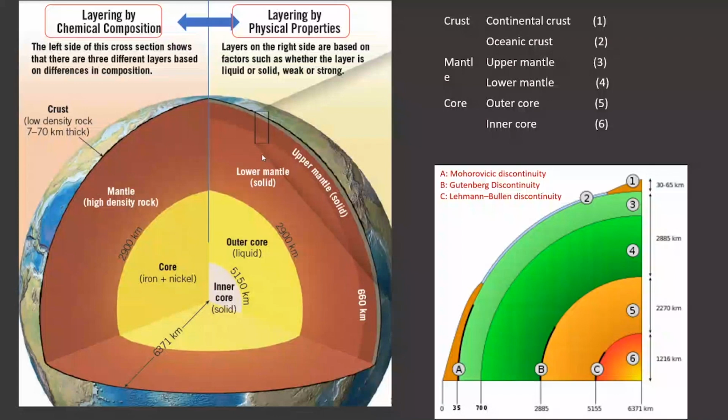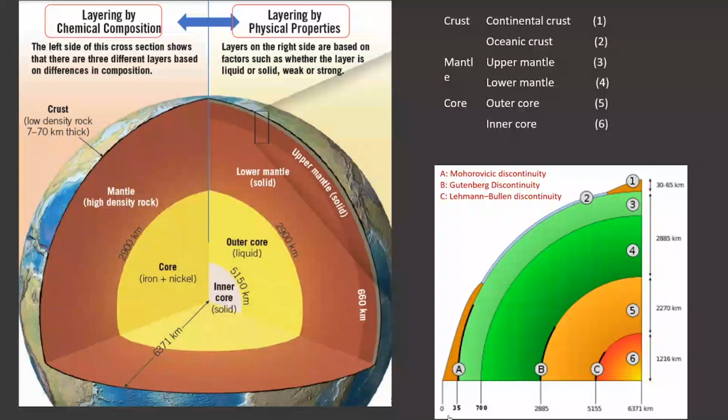These different layers were identified by different scientists where there is a change in property. The contact between two different layers, we call a discontinuity. For example, the first layer is the crust, and after that there is the mantle. So there is a discontinuity between the crust and the mantle, with a change in properties of materials. That was identified by a scientist called Mohorovičić. That discontinuity is marked A here.